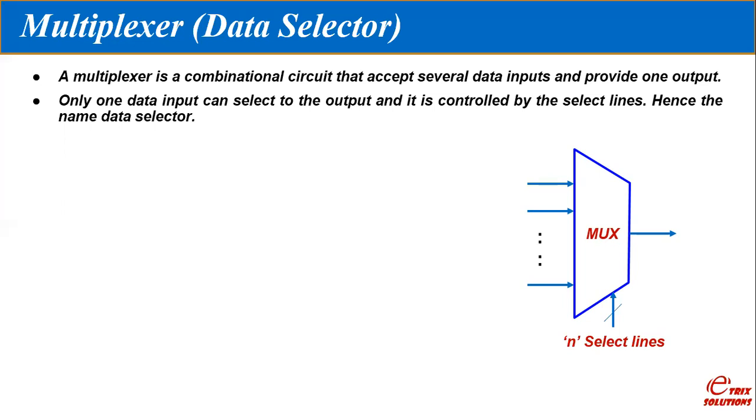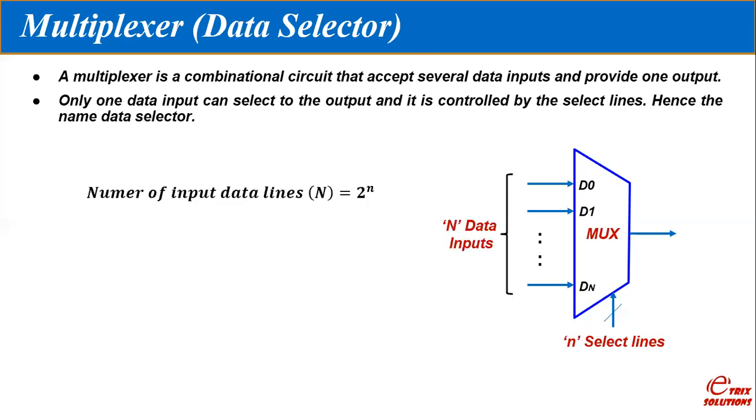Now the question is how many select lines are required for a particular multiplexer. A multiplexer can have a total of 2 to the power n input data lines, which is represented by the capital N. Here, the small n is nothing but the number of select lines. Therefore, n select lines are required to control the 2 to the power n data inputs of a multiplexer. And the number of outputs is always 1.